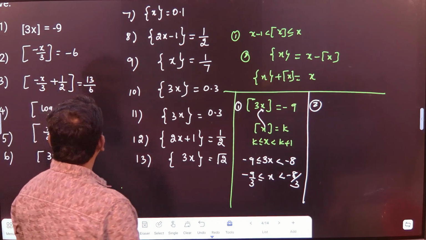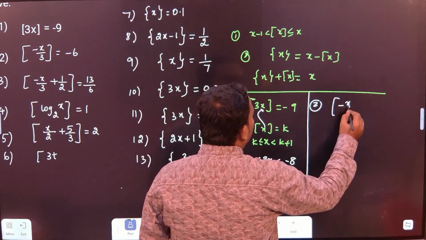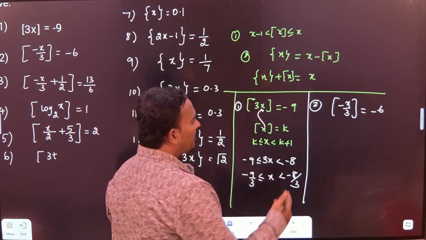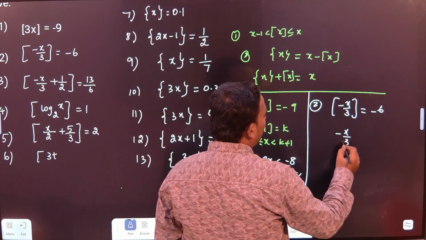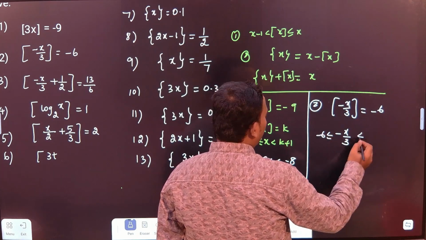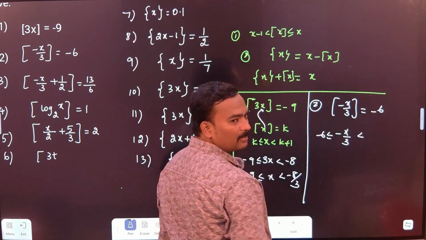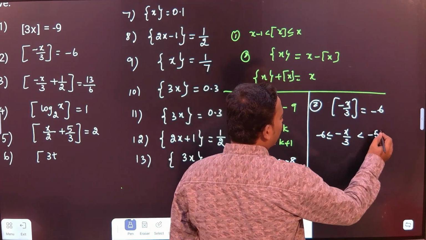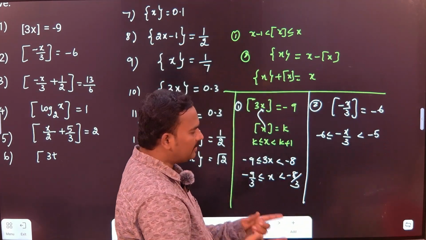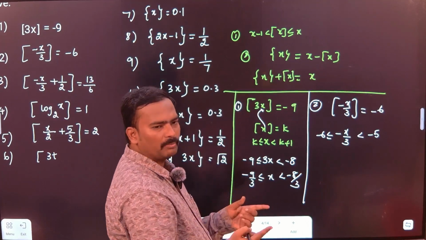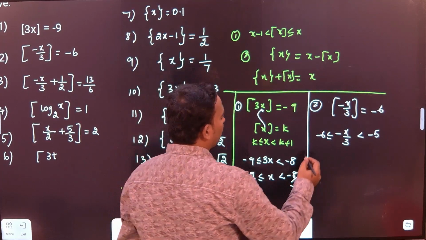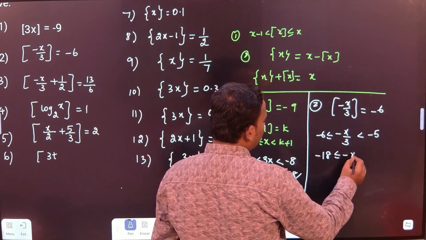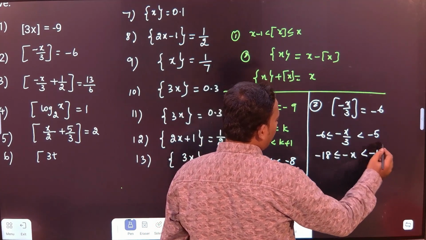So, the greatest integer function of minus x by 3 is equal to minus 6. By definition, minus x by 3 is from minus 6 to k plus 1. What is k here? Minus 6 plus 1 is minus 5. So we need to find x here. First, you have to remove the 1 by 3, so multiply by 3. So minus 18 is less than or equal to minus x, strictly less than minus 15, right?